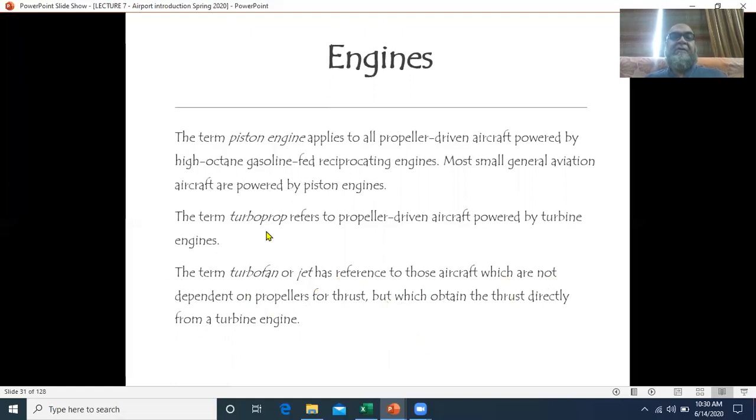Noise-wise, the turbofan is less noisy than the first one, the propeller-driven aircraft.